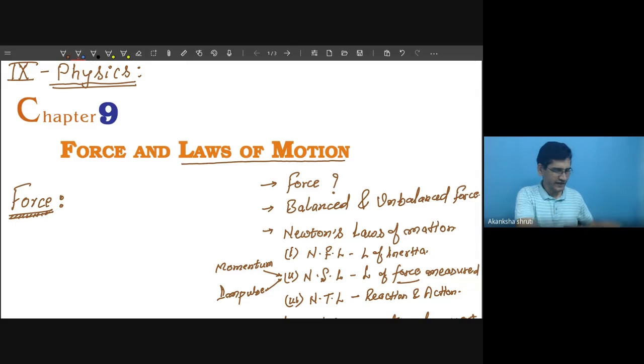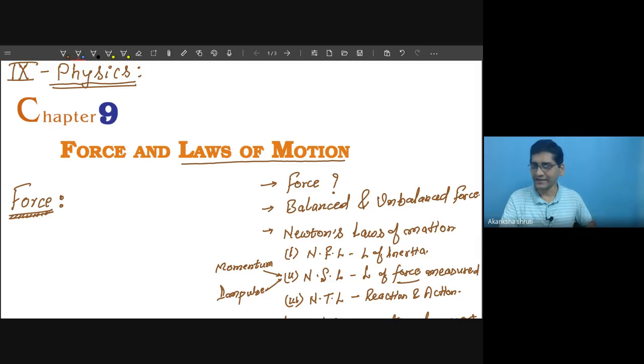Good evening, students. Today we are going to learn about Newton's laws of motion, also simply called the laws of motion. Students, these laws of motion deal with forces. There are three laws of motion given by Newton, therefore they are also known as Newton's laws.